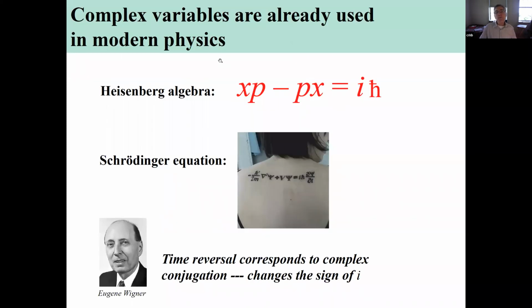Okay, so complex numbers and complex variables are already used, of course, as you know, in modern physics. The complex number I appears in the Heisenberg algebra here, okay? It also appears in the Schrodinger equation here. Here's I, okay? And you can see that since P changes sign under time reversal, I, to compensate for it, must also change sign under time reversal, okay? And in the Schrodinger equation, again, you can see that because of time reversal invariance, if I changes sign, T changes sign, okay? And it was Wigner who pointed out that time reversal corresponds to complex conjugation.